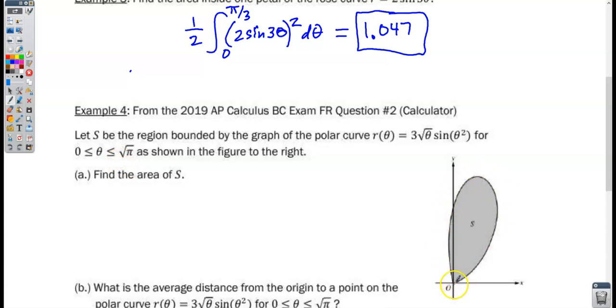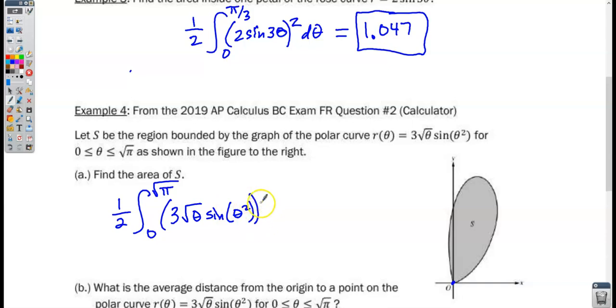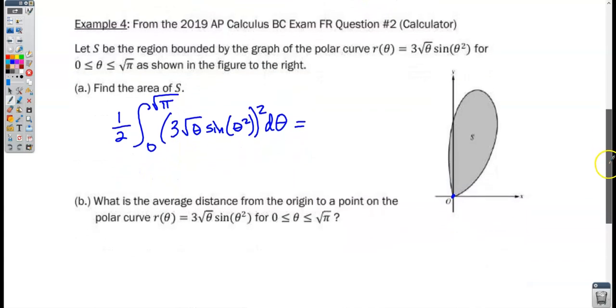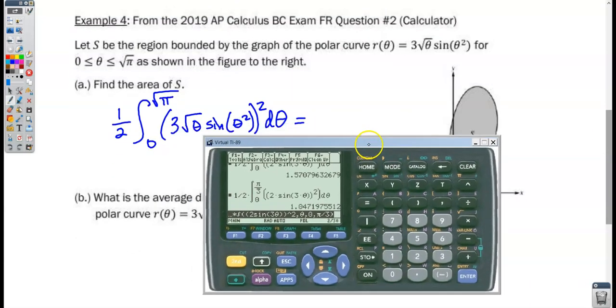And so this starts here at 0, and when it comes back here, this is at square root of pi. So we've got our limits of integration to find the area of S. All we need to do to set this up is, limits of integration are going to be 0 to square root of pi, 1/2 times r of theta, quantity squared. And since this is a calculator section, we're most definitely going to be finding this integral using our graphing calculator. It would be silly not to.